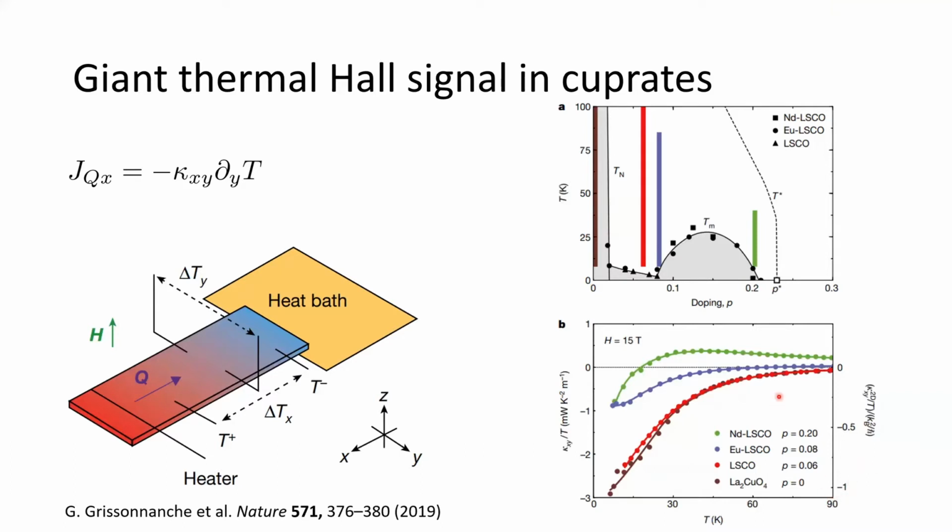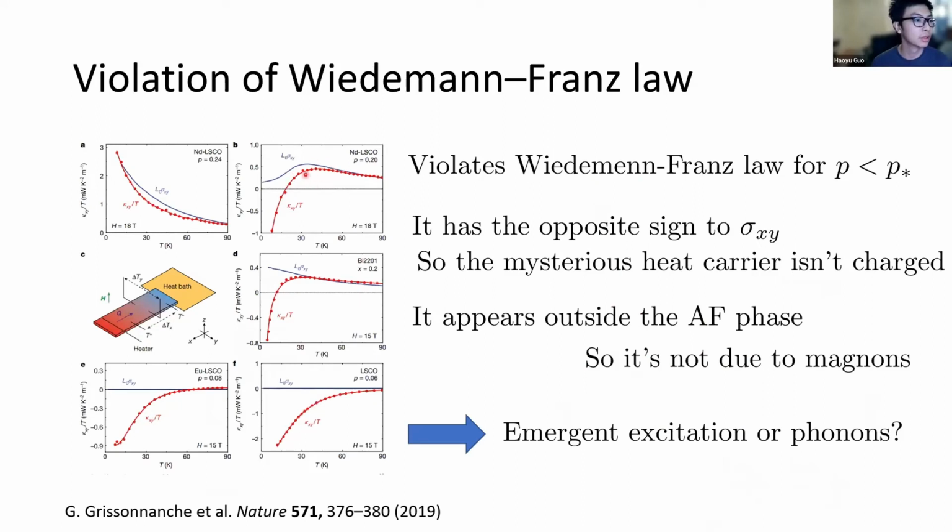Devanjan here. Just a quick question. What was the statement regarding Wiedemann-Franz? For overdoped samples, it is satisfied at low temperatures, but then as you approach half filling, you see an enormous violation? Yes. And at what point do you see the onset of that violation? Let's go to the next slide. So it's like here.